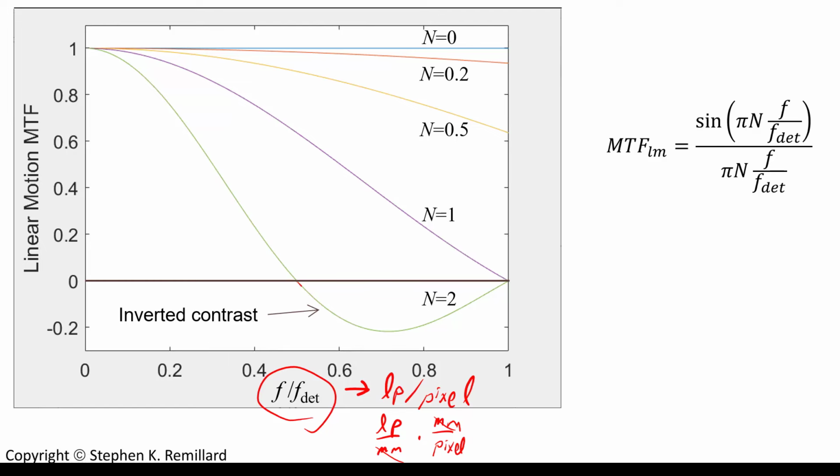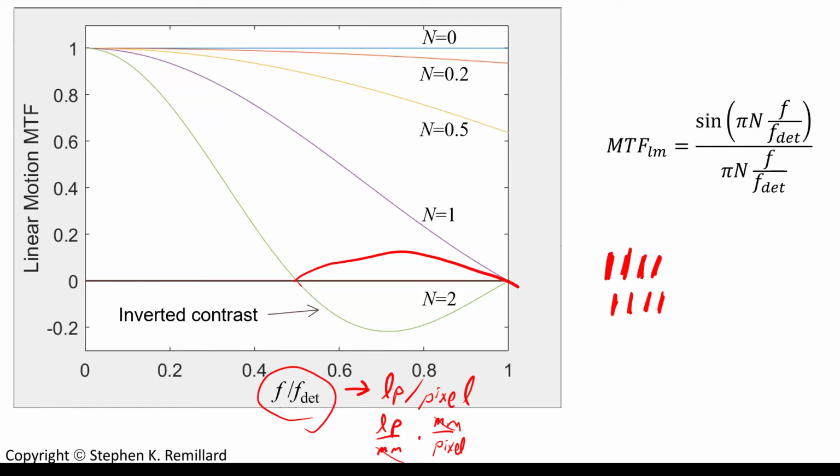contrast. That means that if you're originally trying to image this pattern, what you see on the detector is this pattern. Pixels that should have been illuminated are dark. Pixels that should have been dark are illuminated. That's inverted contrast.